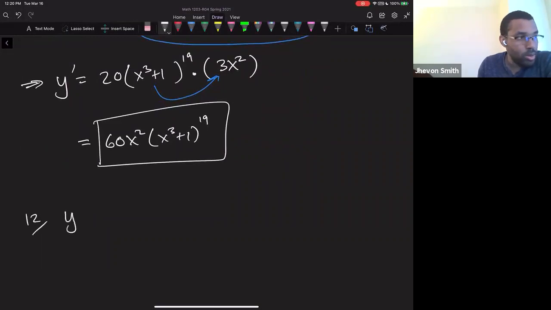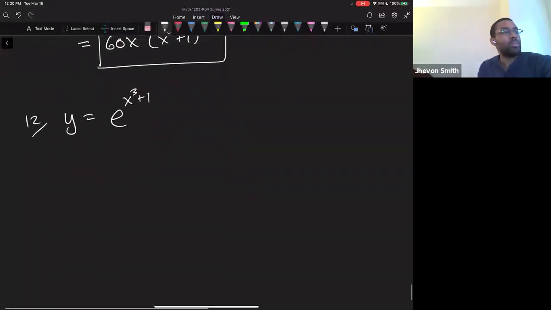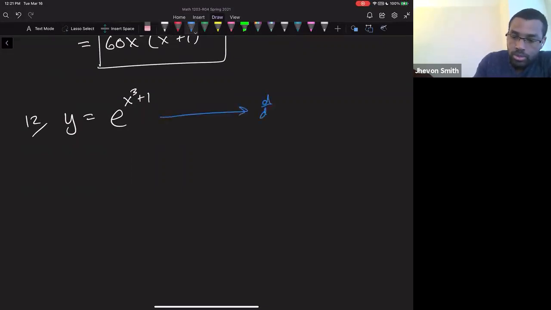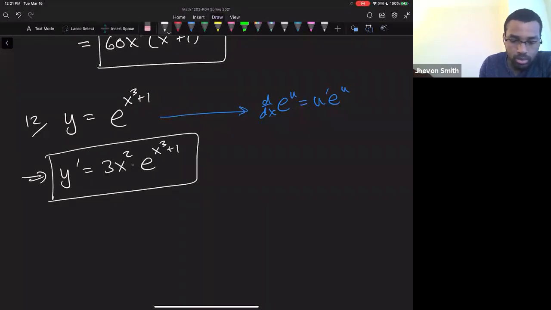12. How do we do this one? e prime times u prime, u prime times e to the u, right? So we know the derivative of e to the u is u prime e to the u. So I'm just going to differentiate the numerator, which is 3x squared, multiply by the original function. That's it.